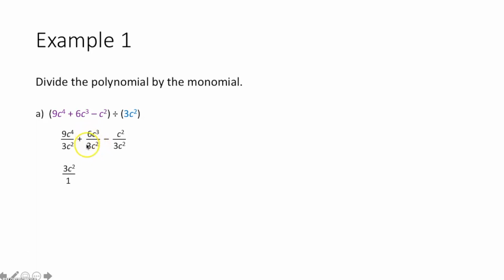Again, the 6 over 3. The 3 goes into the 6 two times, so it's just going to be a 2. And since there's 3 c's in our numerator and 2 c's in our denominator, 2 of those cancel out, leaving just 1 left in our numerator.